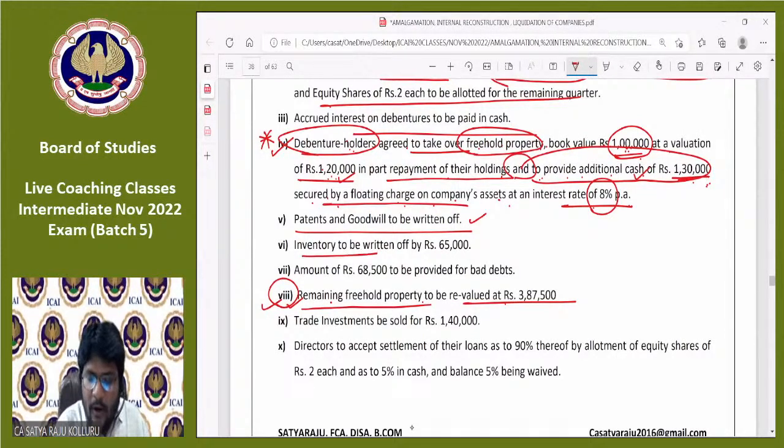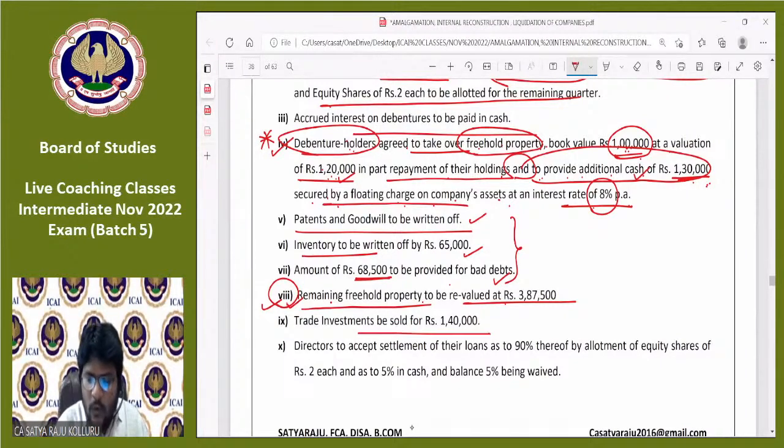Inventory is also to be written off by 65,000. This also we will write off at the last instance. An amount of 68,500 is to be provided for bad debts, which is also one type of write off only. So we will also take into consideration at the last instance all these 3 points. Point number 8 was already over.